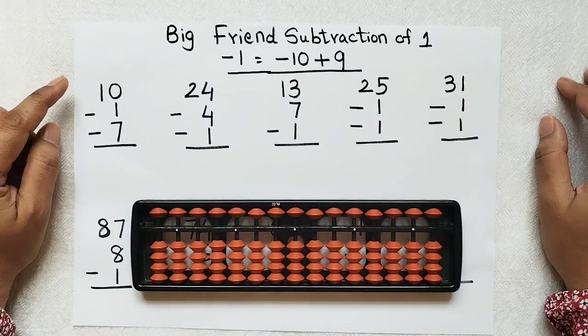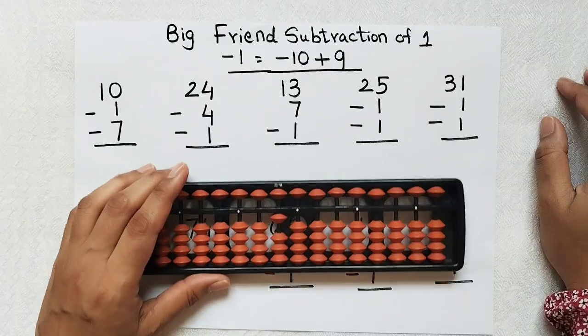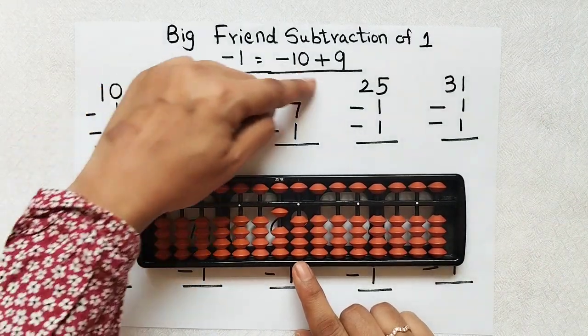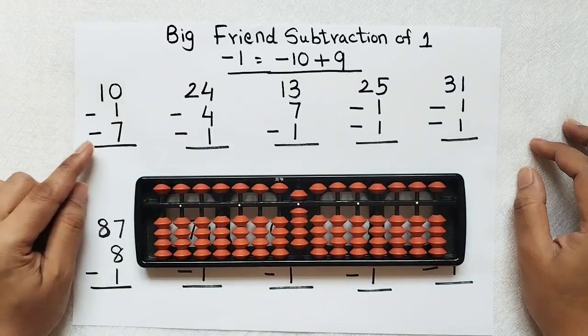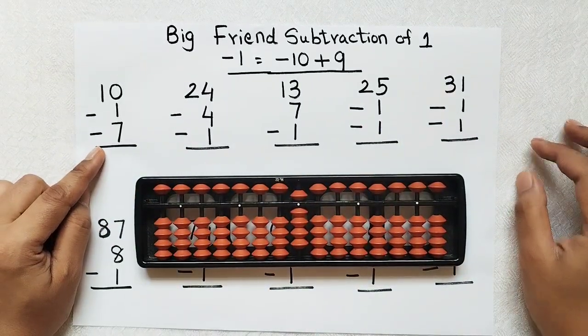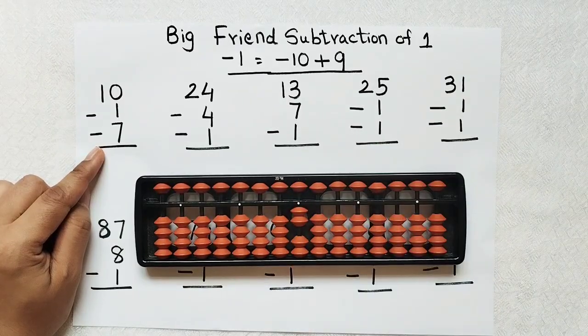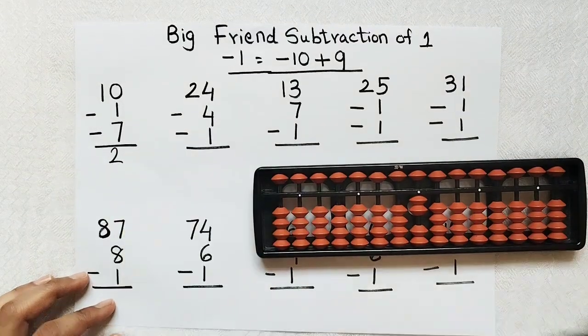The first one, 10 less 1 less 7. 10 less 1. We cannot do direct subtraction. So less 1 is less 10 plus 9. Less 7. How will I do less 7? I can go for direct subtraction. My answer is 2. Next one.